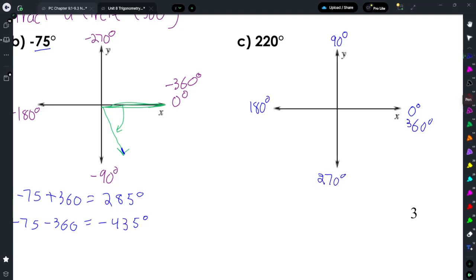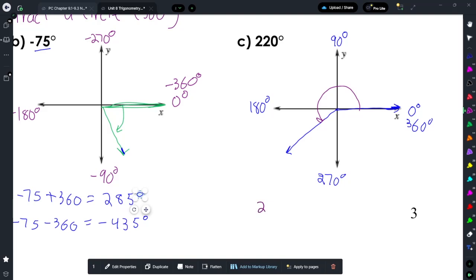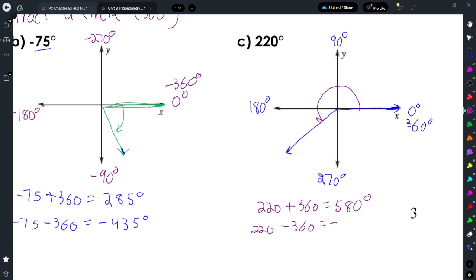And 220 is, again, between 180 and 270, so my terminal side will be there somewhere, and I'm going in this direction. And then 220 plus 360, that's 580 degrees. And 220 minus 360, that is negative 140 degrees. So again, coterminal angles, we are going to be adding and subtracting a circle from the original angle.